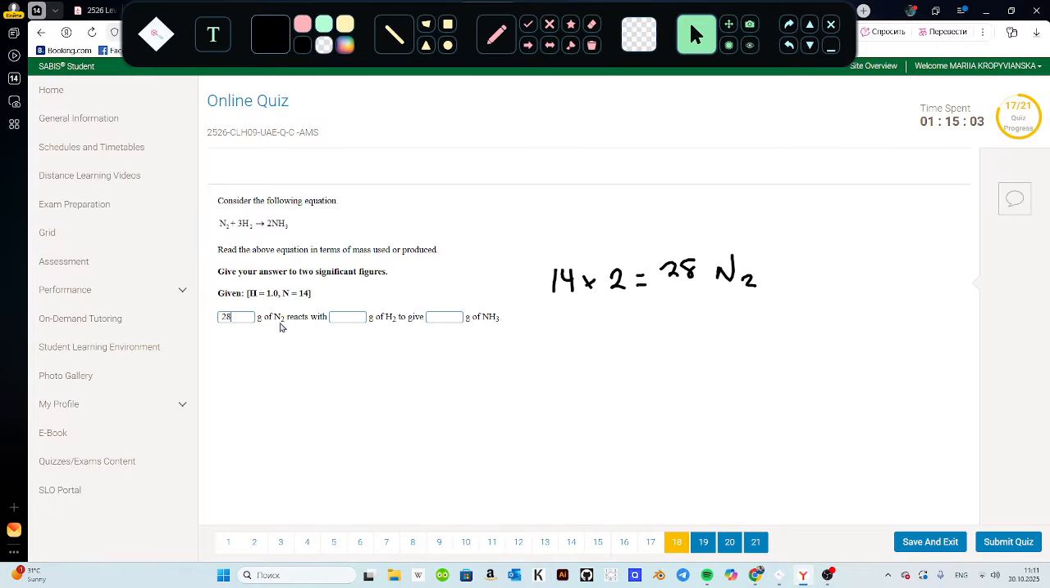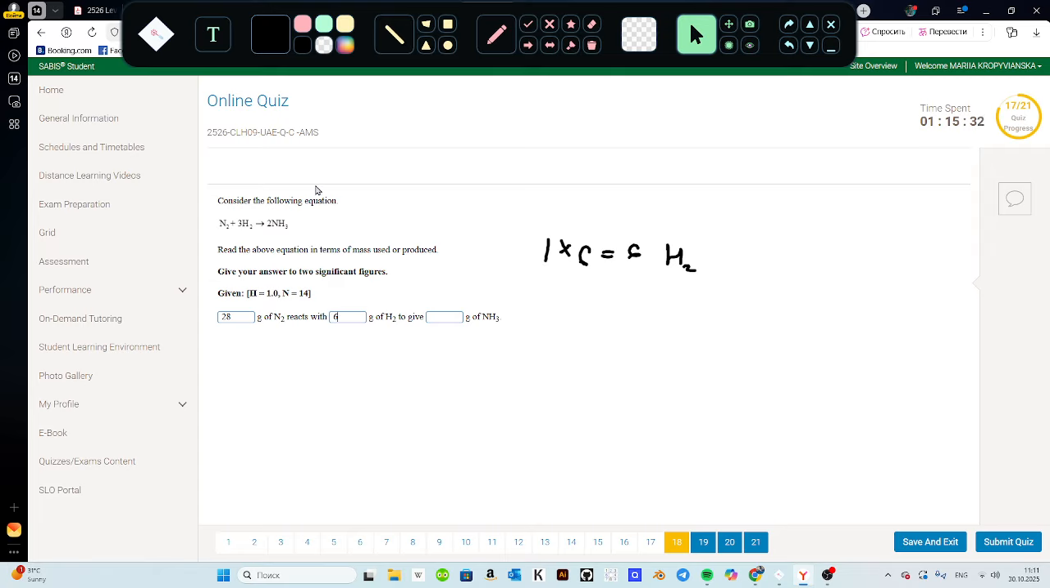Now, based on that, we do the exact same thing with H2, but there we need to multiply 3 times 2. So if we have something before, we need to multiply it as well, so we multiply the coefficient with the prefix. So we know that H is 1, so 1 times 6 gives us 6 grams of H2.